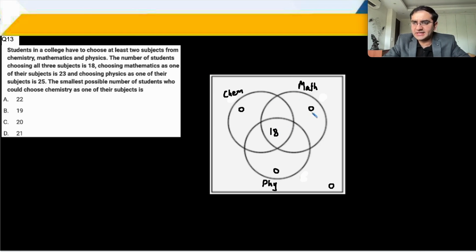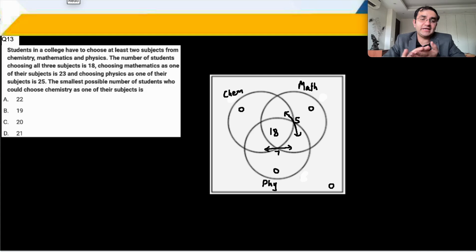You have an 18 and 0 over here, means these 2 missing regions now become 5. These 2 have a grand total of 5. And physics as one of their subjects is 25. Total physics is 25, 18 and 0 over here, so these two values now become 7. And now we can focus on what we want to calculate.